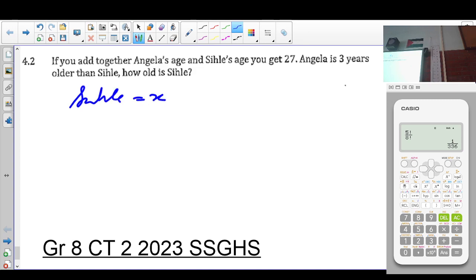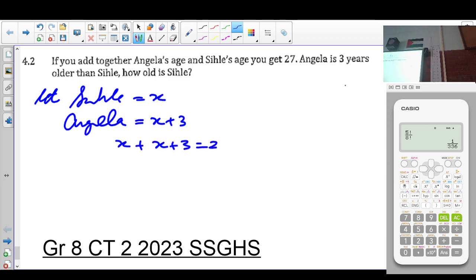Let Sheila be x. Then Angela is going to be x plus 3. It says together. So what must I do? You must add it. Sheila plus Angela is equal to 27. This is my equation.